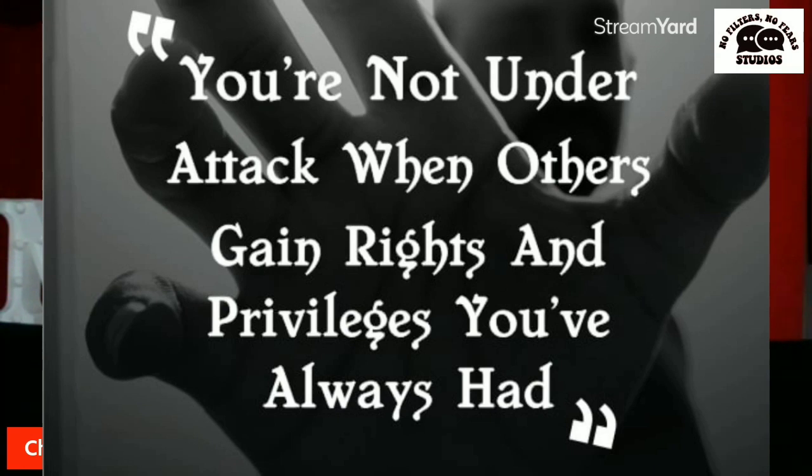You're not under attack when others gain rights and privileges you've always had. Unknown. That one I left for last because it's true. Just because someone else is gaining rights that you already had, you're not losing them. You already had it. So in reality, you cannot argue that something's being taken away from you when you need to acknowledge yourself that you already had that.